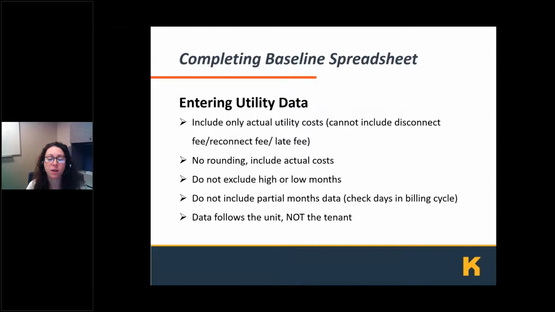Last, your data follows the unit, not your tenant. So it's possible that you will have data information from 2 different tenants in the same unit. That's okay. And it's possible you may have a tenant that has transferred. So their usage information could appear in 2 different units. That's okay. So your data follows the unit, not the tenant.